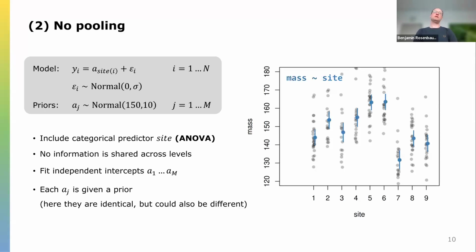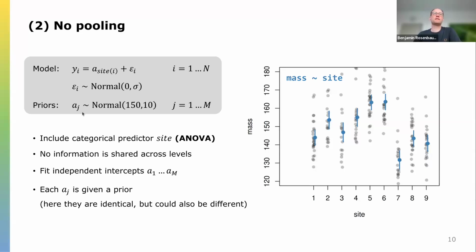So this is the other model, and I call this the no pooling model. Here we include site as a predictor, and I do not pool any information across sites. If we look at the mathematical description, we see that basically each site gets its own mean. Each data point is modeled as the intercept of this data point's site, plus some error term, and the rest of the model is identical. But now I not only have one intercept, I'm fitting 9 intercepts, one for each site.